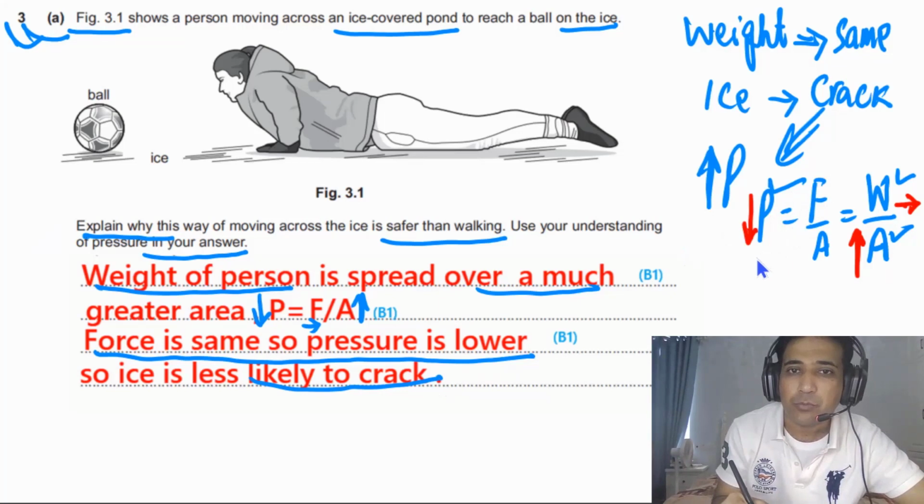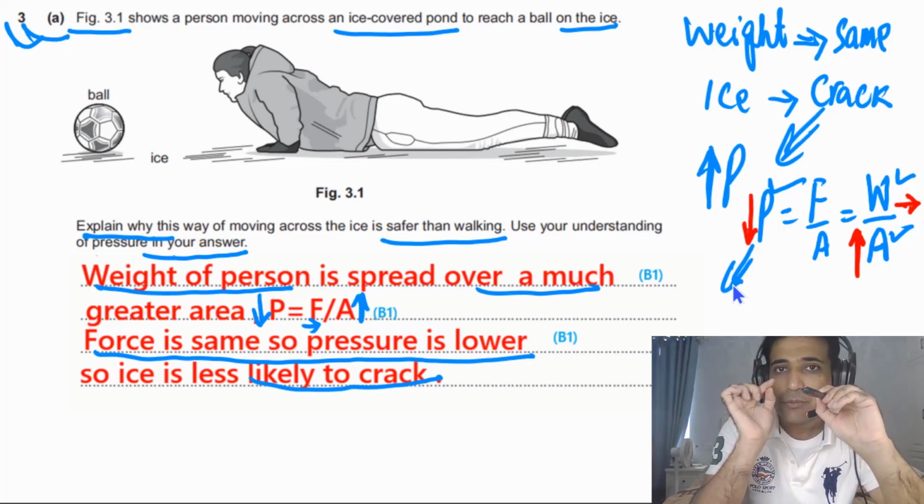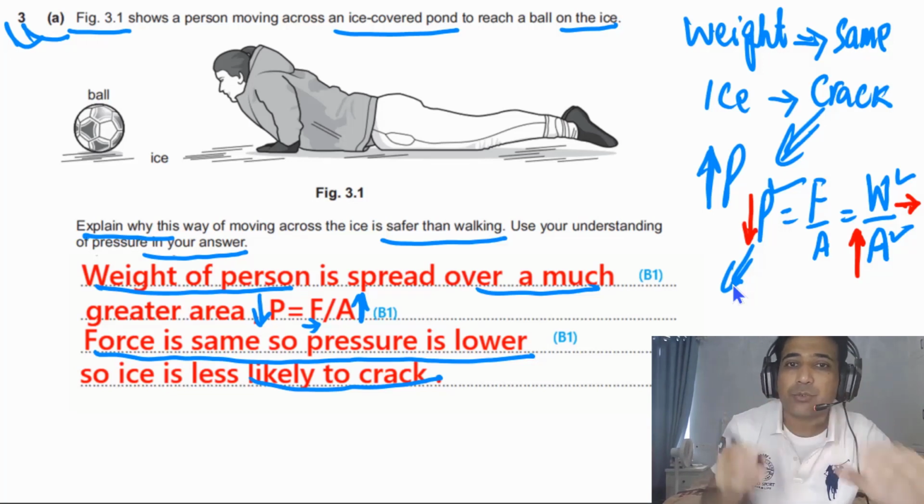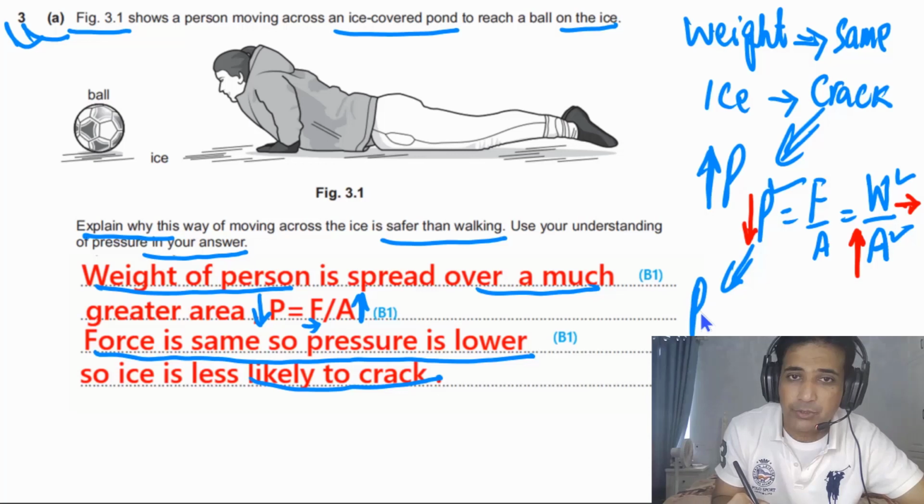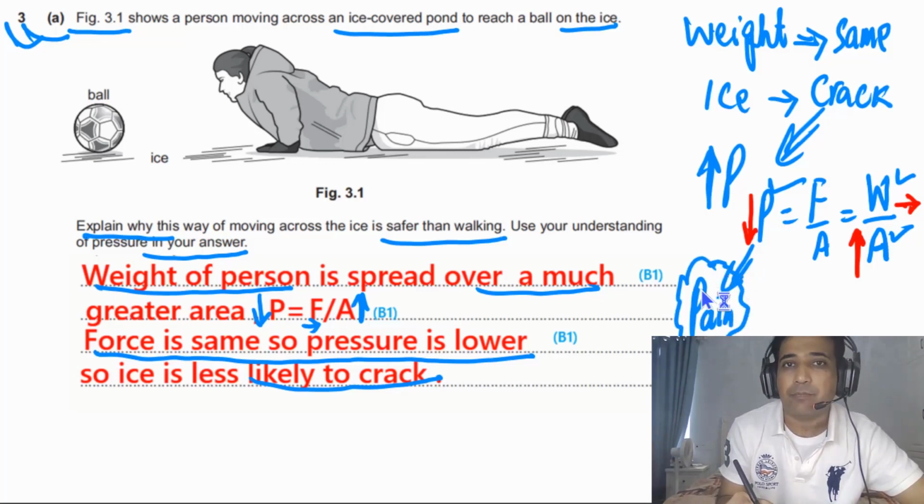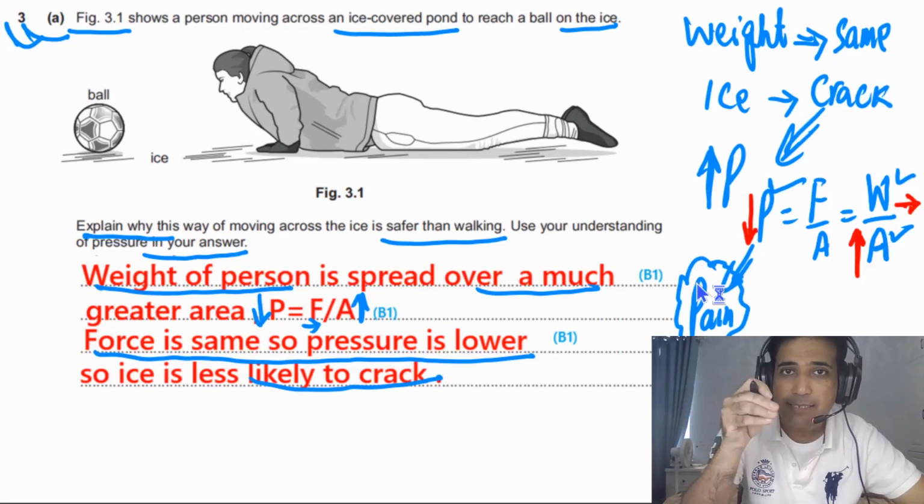Let me explain one more point. Hold your pen between your index finger and your thumb like this. You will feel more pain on your index finger because, as you can see, this area is smaller. The pain we feel is not only due to the force, it is due to the pressure. I used to tell students that pressure causes pain. So higher pressure means you will feel more pain, and lower pressure means you will feel less pain.